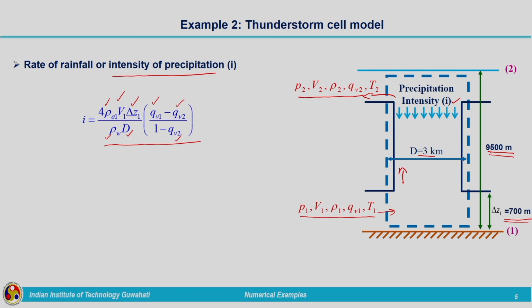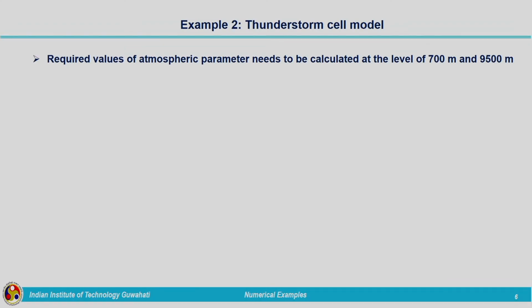These values, air density and specific humidity, we have calculated with a numerical example while solving the examples related to atmospheric parameters. That is why I am not going to repeat it again, but let us see how these values are taken. The required values of atmospheric parameters are calculated at levels of 700 meters and 9,500 meters, because our cloud base is at an elevation of 700 meters and the upper part of the uplift region is at 9,500 meters. So, section 2 is at 9,500 meters and section 1 is at 700 meters.